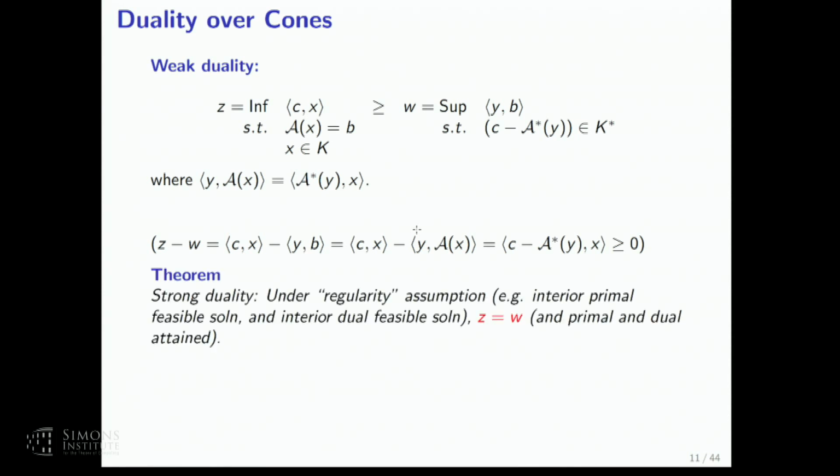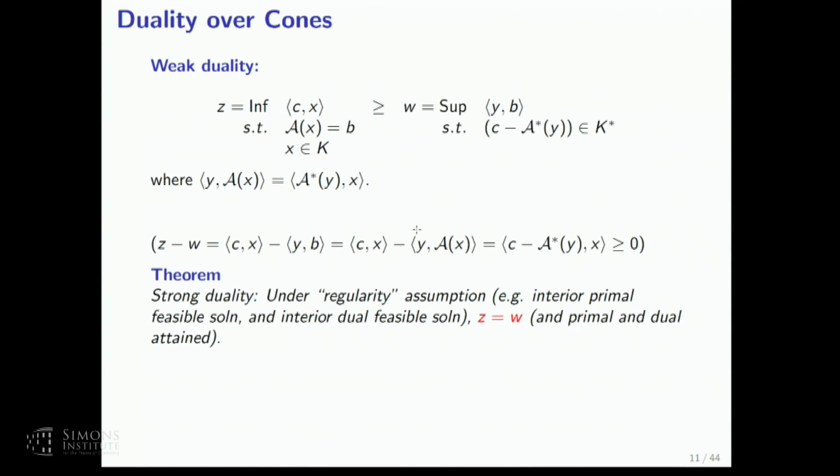Now, in fact, for any cone, you don't always have strong duality. You need some regularity assumption, and I can discuss that in a second. But under some assumption, you get that Z is equal to W. So the infimum here is equal to the supremum, and they're attained.